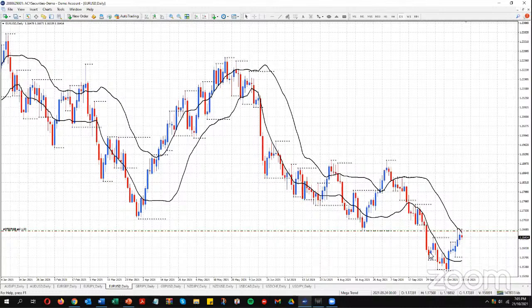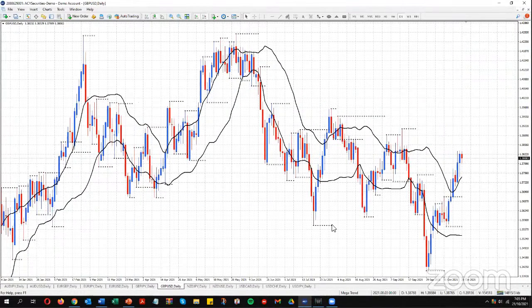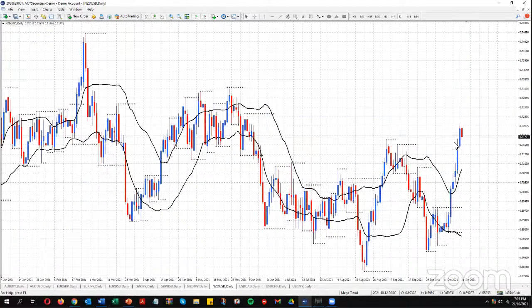Euro dollar, closing within the bands, no strong trend, but we've just traded up to resistance here. Discussed that yesterday. Pound yen, closed above the bands, strong uptrend, bit of a spinning top. Pound dollar, closed above the bands yesterday, still potentially in a good uptrend there. New Zealand yen, closing above the bands yesterday. Uptrend. New Zealand dollar uptrend, closed above the bands yesterday.